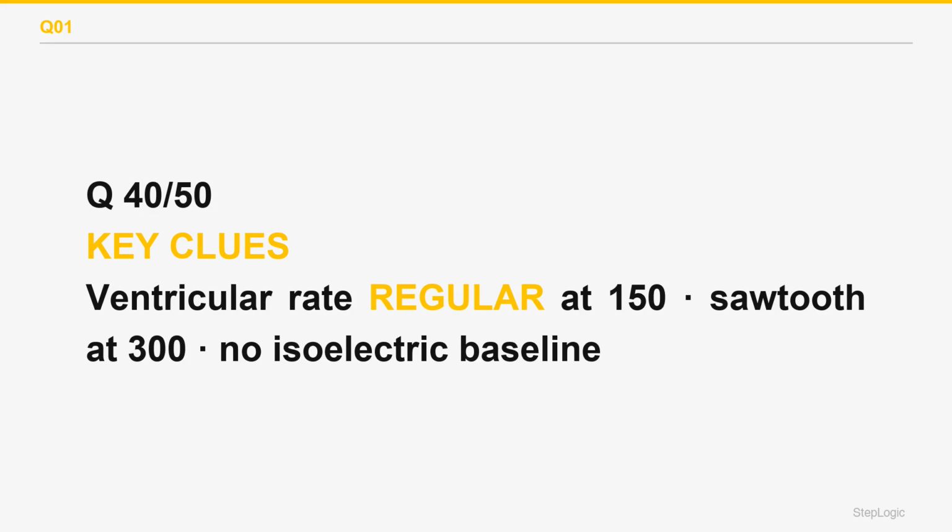Atrial flutter is a single organized macro-reentrant circuit, usually in the right atrium, discharging near 300 per minute. Because the circuit is organized, the baseline shows a continuous sawtooth of flutter waves with no flat interval between them, and because the atrioventricular node conducts a fixed fraction, the ventricular response is regular, most commonly 2:1, giving the characteristic rate near 150. Atrial fibrillation is the opposite on both counts. Chaotic, disorganized atrial activity produces an irregular fibrillatory baseline and an irregular ventricular response. Choice A is wrong.